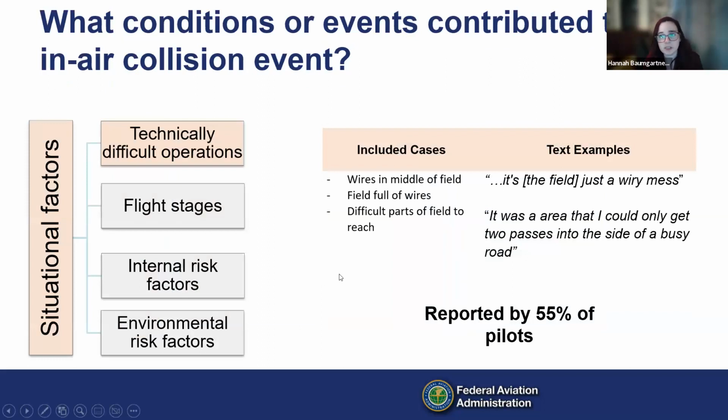The first of these, mentioned by over 55% of pilots, was some sort of technically difficult operation. They're talking about how this happened when I was doing a field that was all wired up, right? There were wires everywhere, wires in the middle of the field, difficult parts of the field to reach. So the key takeaway here is that we know ahead of time which fields are the risk factors, which fields maybe we need to give a second thought about whether we're going to take or not, or plan more ahead as we're doing this.